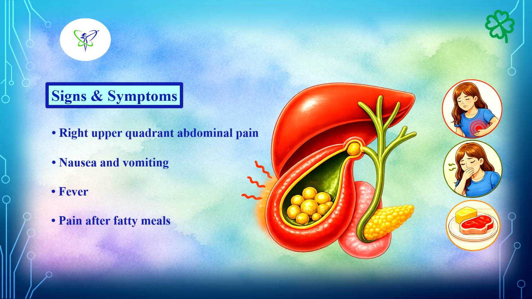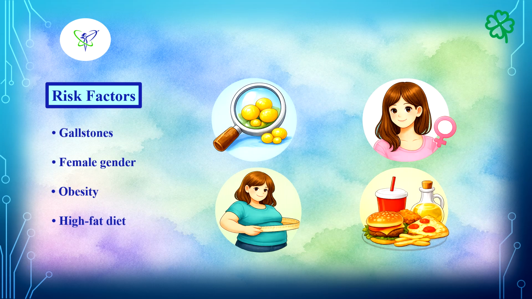Common symptoms include right upper quadrant abdominal pain, nausea and vomiting, fever, and pain that worsens after eating fatty foods. Risk factors for cholecystitis include history of gallstones, the female gender, obesity, and a high-fat diet. Understanding these factors helps identify individuals at increased risk.